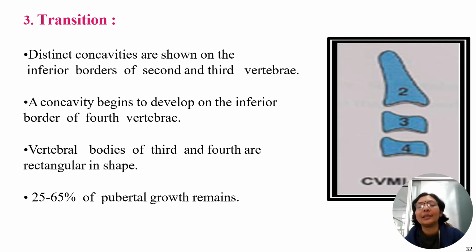Then transition, here distinct concavities are seen on the inferior border of second and third cervical vertebrae. Even a concavity starts on the lower border of the C4 vertebrae. So this is the stage where 25 to 65% of pubertal growth remains. And this is the stage where we assume the peak of the puberty. Acceleration, we said the person is around puberty. Transition, we find that the patient is at the peak of the pubertal growth spurt.